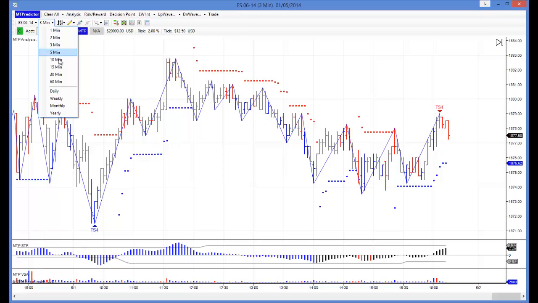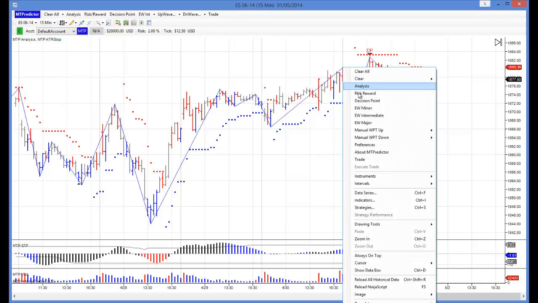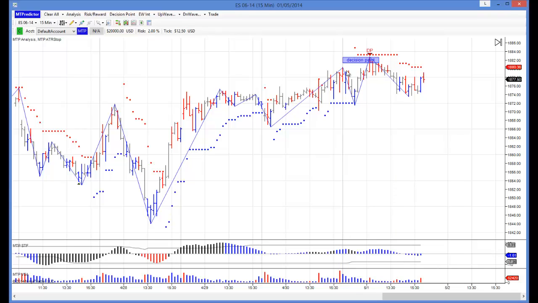Just as we did on the YM earlier, let's go out to the higher time frame 15-minute chart, and just as I did before, let's place a DP on from prior swings. Here's the swing that was made just after the open, so I'll place the decision point level on there, and again please understand that these decision points are on the chart before the market even gets there.